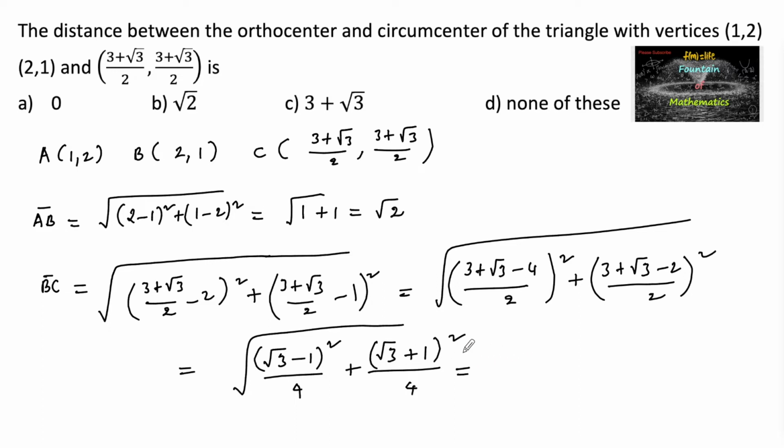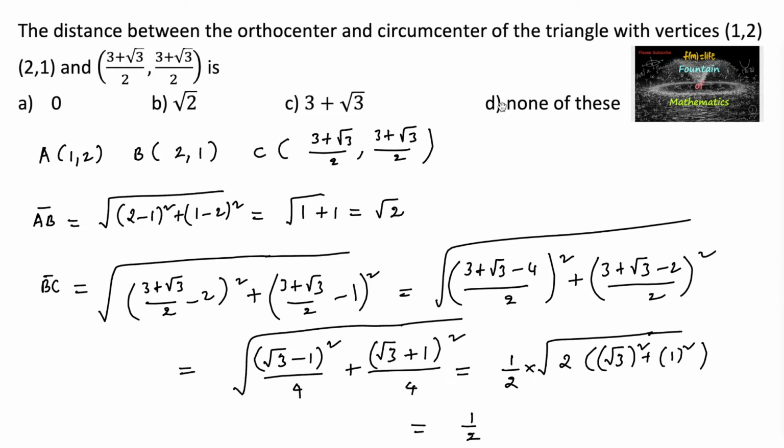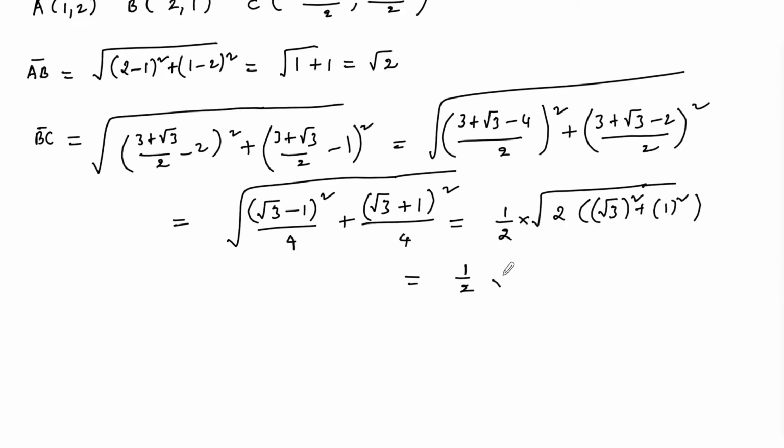So (√3 − 1)² + (√3 + 1)² is like (a + b)² + (a − b)², which is 2 times (a² + b²). So we can write 1/2 times the square root of 2 times ((√3)² + 1²), which is 2 times 4, that is √8. √8 is nothing but 2√2. So we take 1/2 into 2√2, and the answer is √2. So the distance BC is also √2.